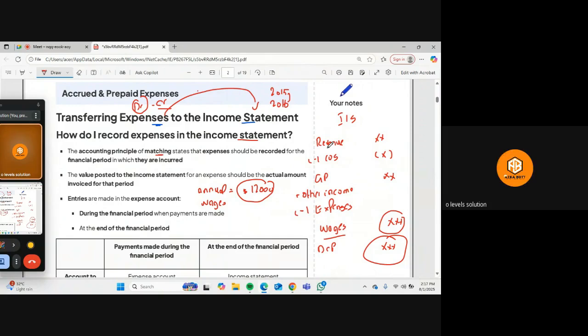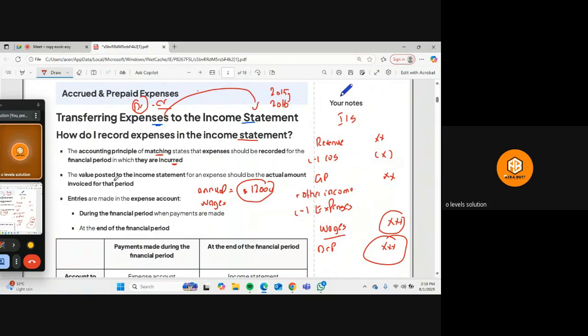Okay. So that is the matching concept, and that is why we are recording the expenses, because we have to match them with the incomes. Expenses should be recorded for the financial period in which they are incurred. Now, if you have paid it or not, there is no debate about it. You need to write the annual expense under the expense section.